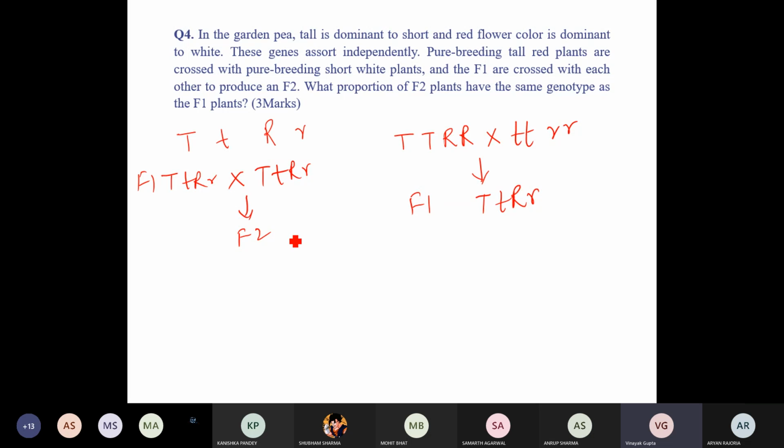So what we can do in the F2 generation, what we want: simply we can calculate the probability of getting this. Half into half from this cross. So half into half, that is going to be 1/4. No need of going to Punnett square.